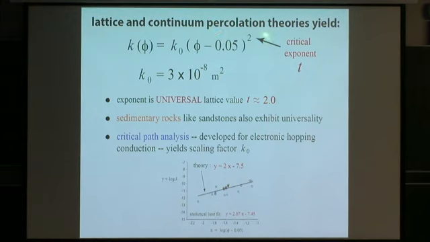There's the 5%. There's the universal lattice value. Okay, now sedimentary rocks like sandstones also live in what we would, as statistical physicists, say, live in the same universality class with the same critical exponent. And then, of course, as I just mentioned, critical path analysis, originally developed in the context of hopping conduction in doped semiconductors, a nice example of cross-pollination, yields that scaling factor. And here you see we have excellent correspondence with, there's the theory, there's the statistical best fit of that data.